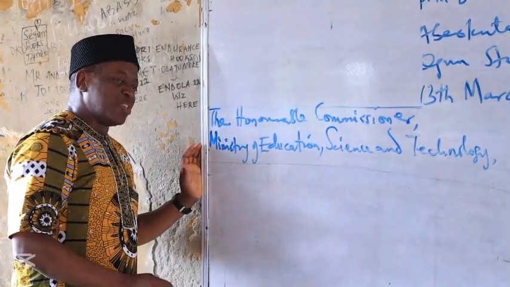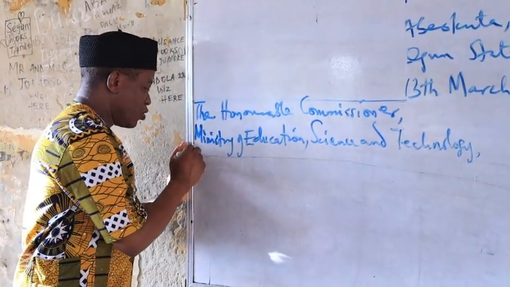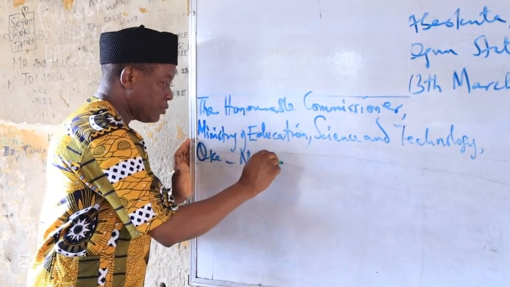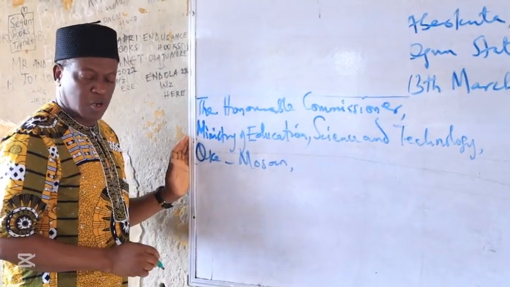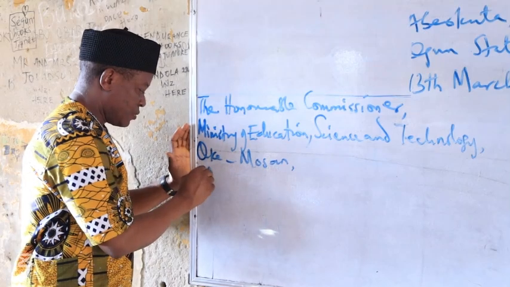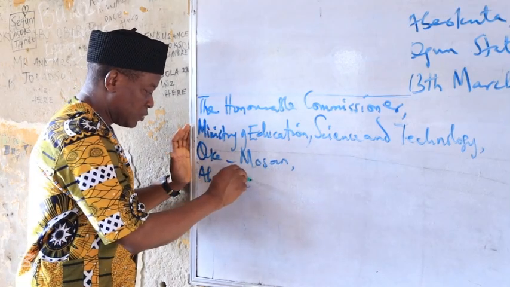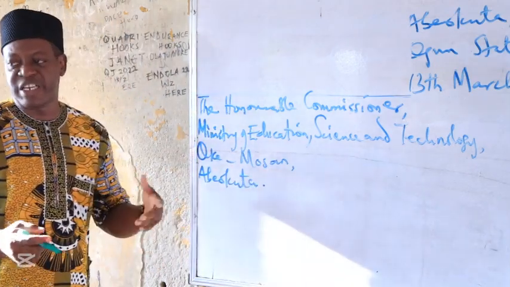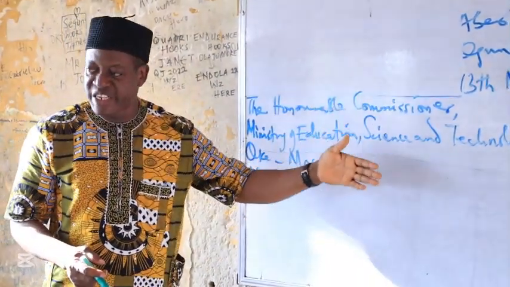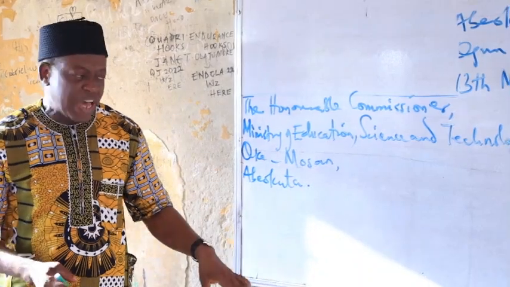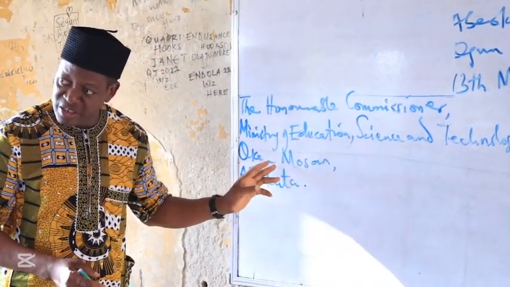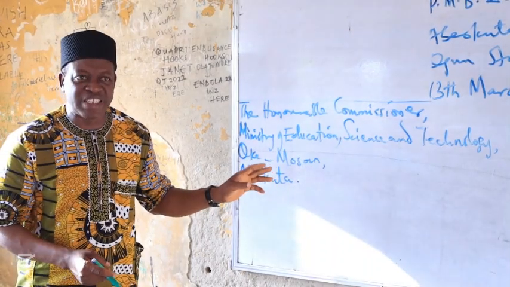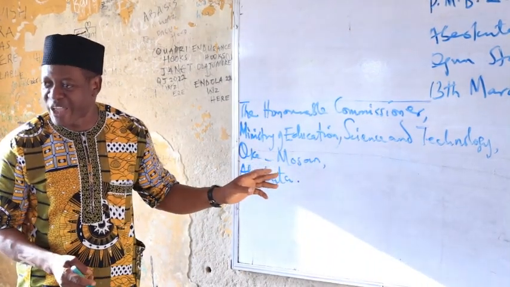Where is that ministry situated? Okay, Mason. Come on. Abeokuta, full stop. There is no need of Ogun State again because you are within the same state. And there is no date under this one. Writing that for the examiner is to let him know that you are not mature to write.